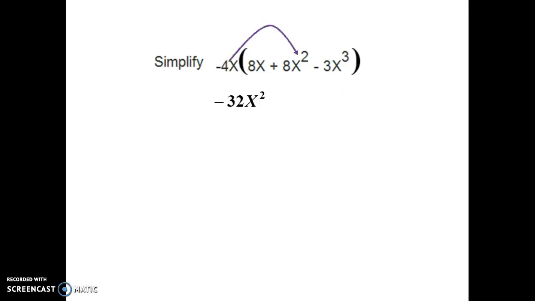Distributing to the second term inside our parentheses, negative 4 times 8 is negative 32, and x times x squared is x cubed. So our next term is minus 32x cubed. Finally, we distribute negative 4x to the negative 3x cubed. Negative 4 times negative 3 is a positive 12, and x times x cubed is x to the 4th. So our last term is plus 12x to the 4th power.